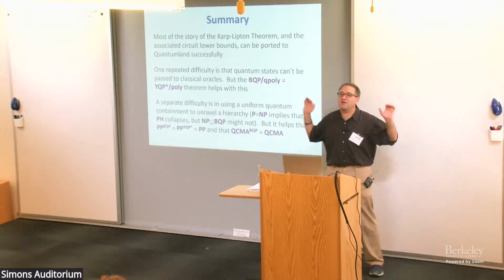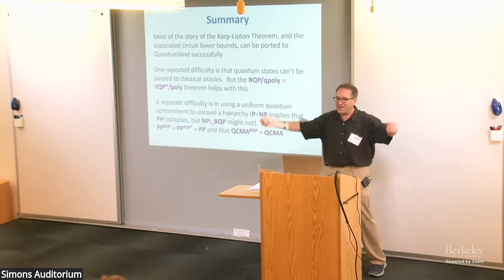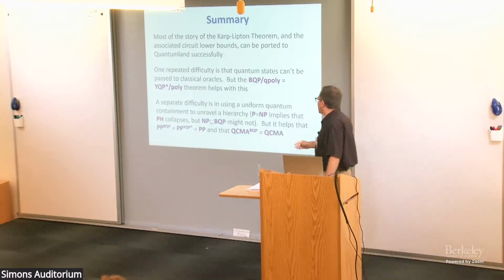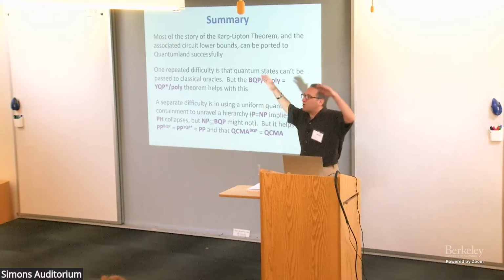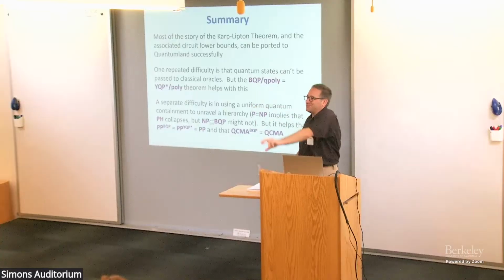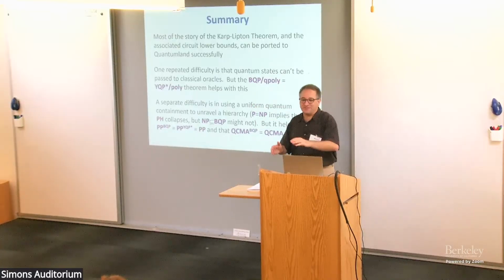A separate difficulty is that sometimes even when you have a uniform containment of quantum complexity classes, it doesn't really unravel a whole hierarchy the way that you want. So for example, we all know that if P equals NP, then the whole polynomial hierarchy unravels down to P.